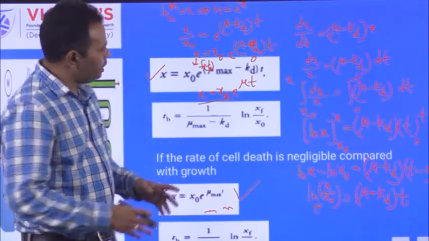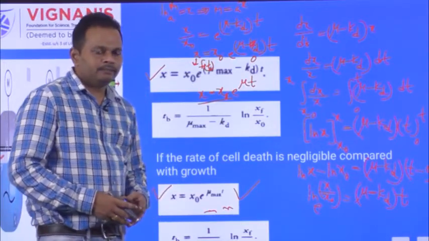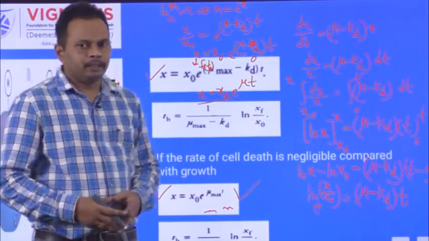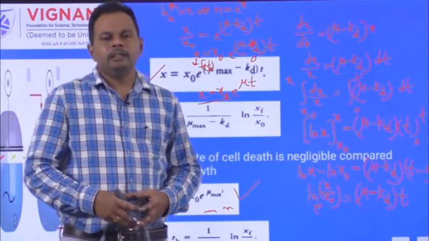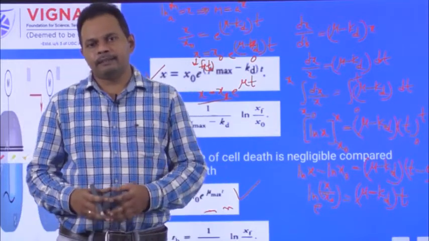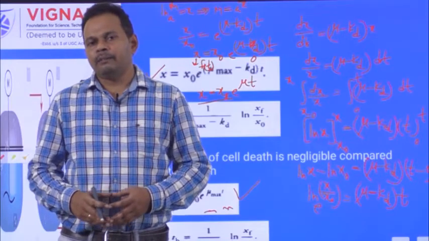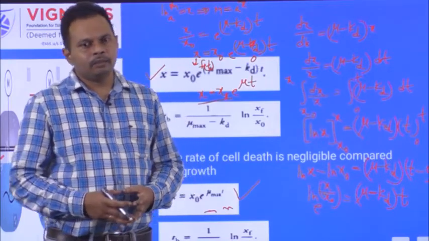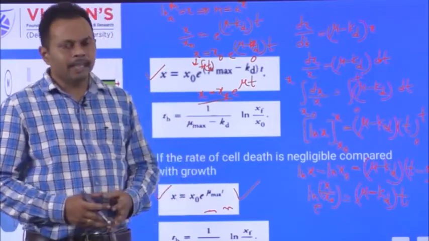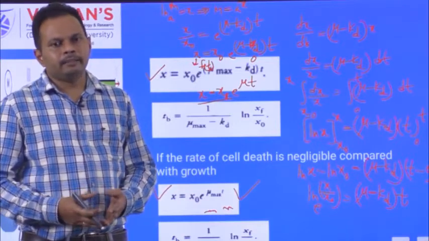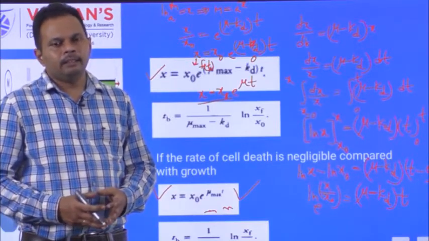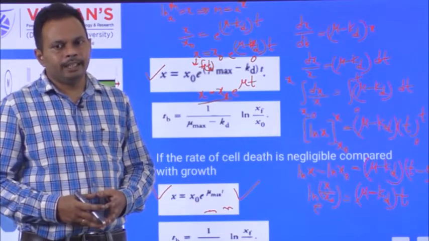Like this, you can apply the material balance equation for substrate around the batch fermenter. You can find out the batch time required to reduce the substrate concentration from Si to the Sf value. Or when you apply the mass balance equation to the product over the batch fermenter, you can find out the batch time required to increase the product concentration from Pi to the final value.